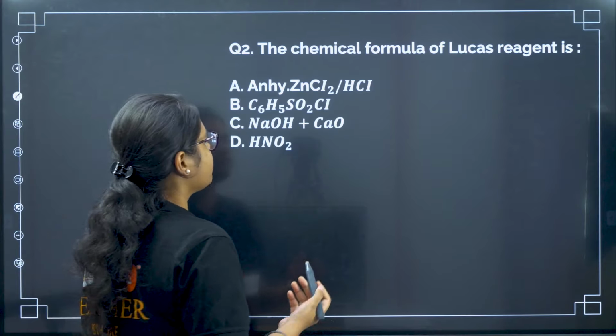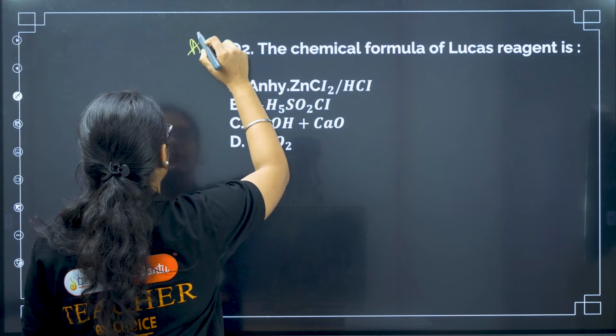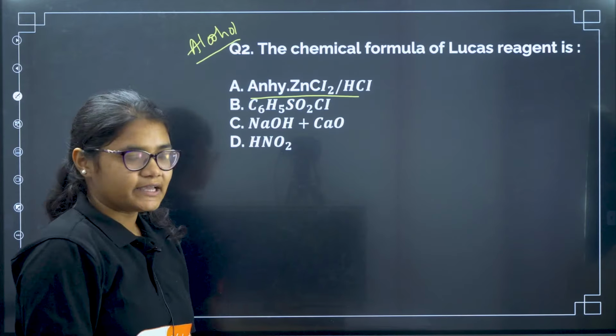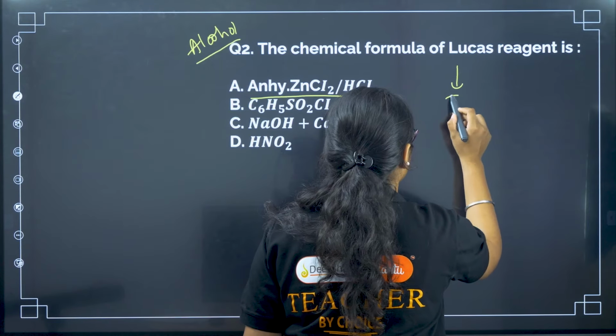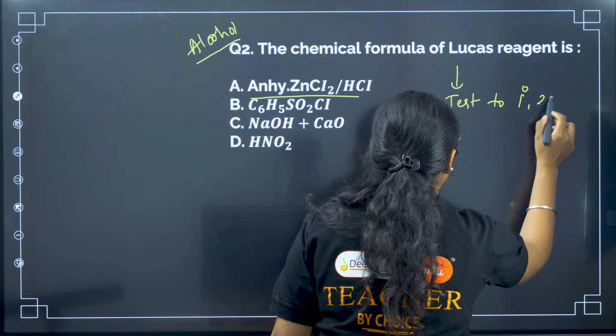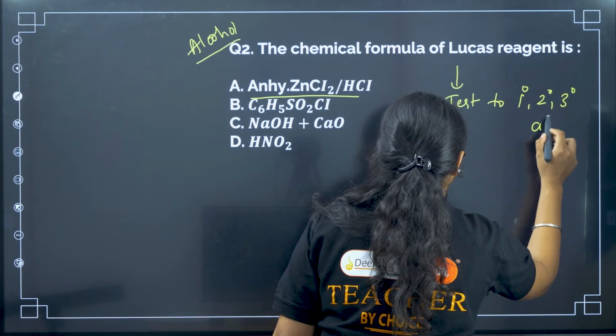Next, the chemical formula of Lucas reagent. So this question is from your alcohols chapter. Very easy question. We know anhydrous ZnCl2 and HCl is used for testing of alcohols, right? Test to primary, secondary and tertiary alcohols.